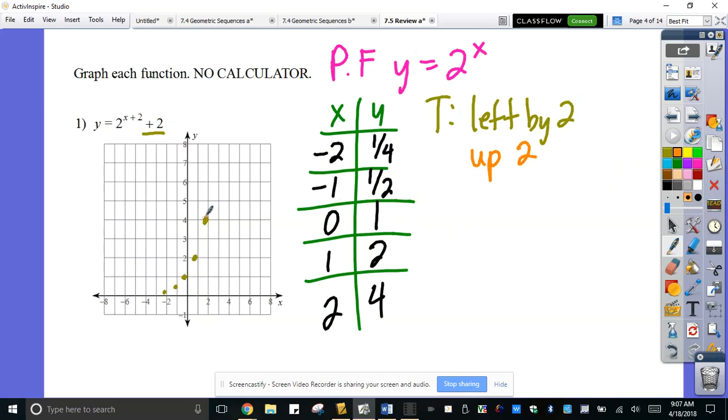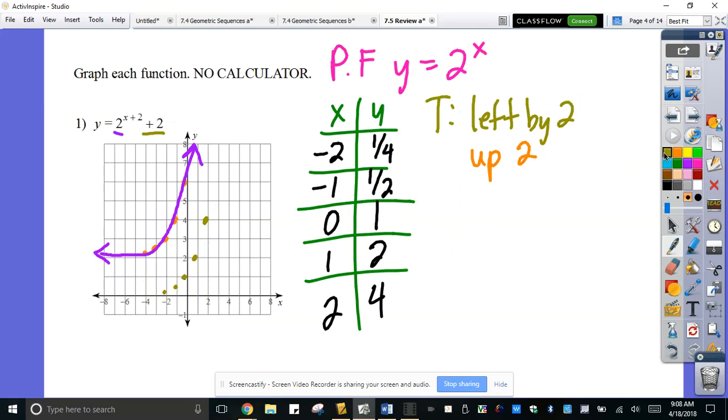So let's move them all. Left 2, up 2, left 2, up 2, and so on. Okay, so those orange points will be the graph of our problem here. And we know this will be a smooth curve going up. It's exponential growth because the 2 there is greater than 1.